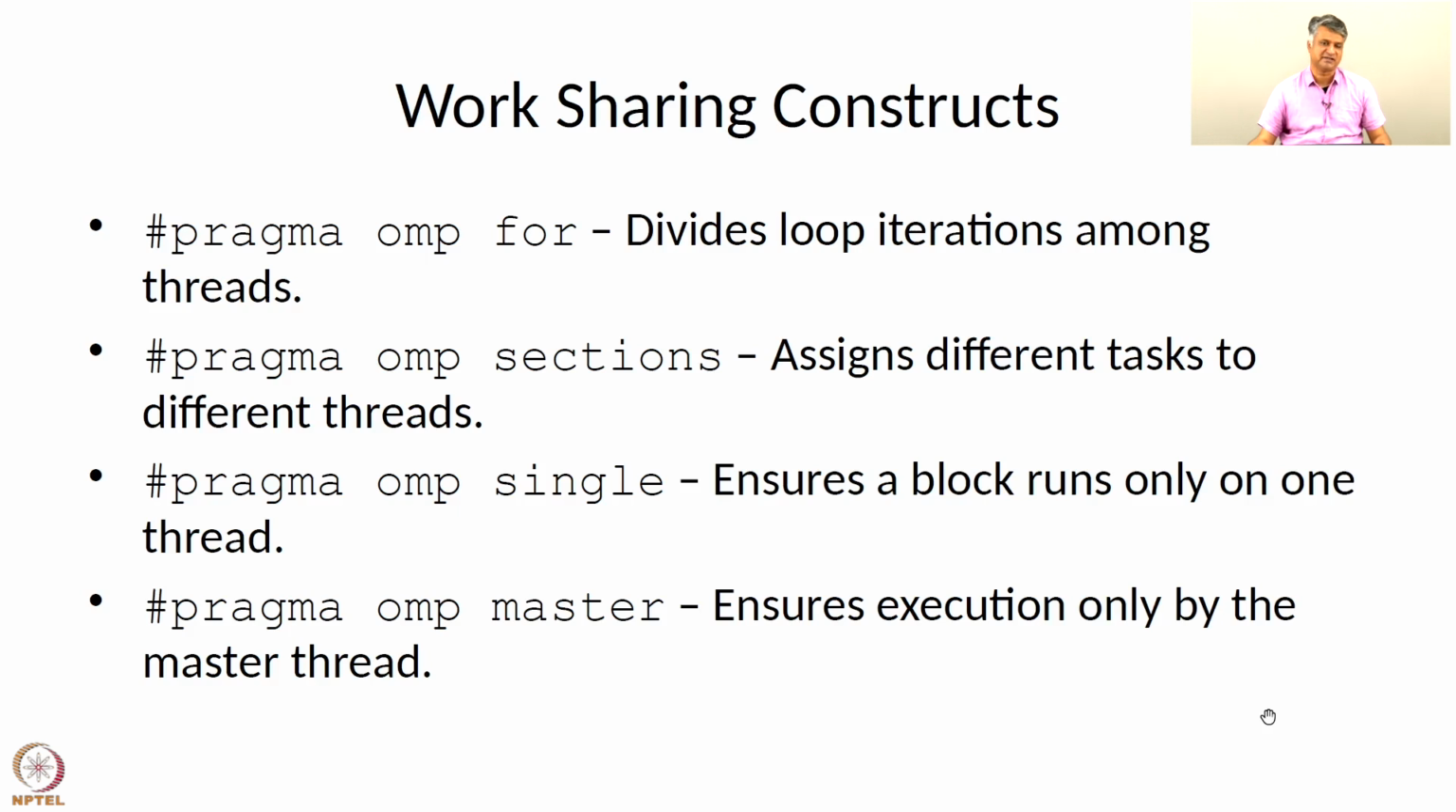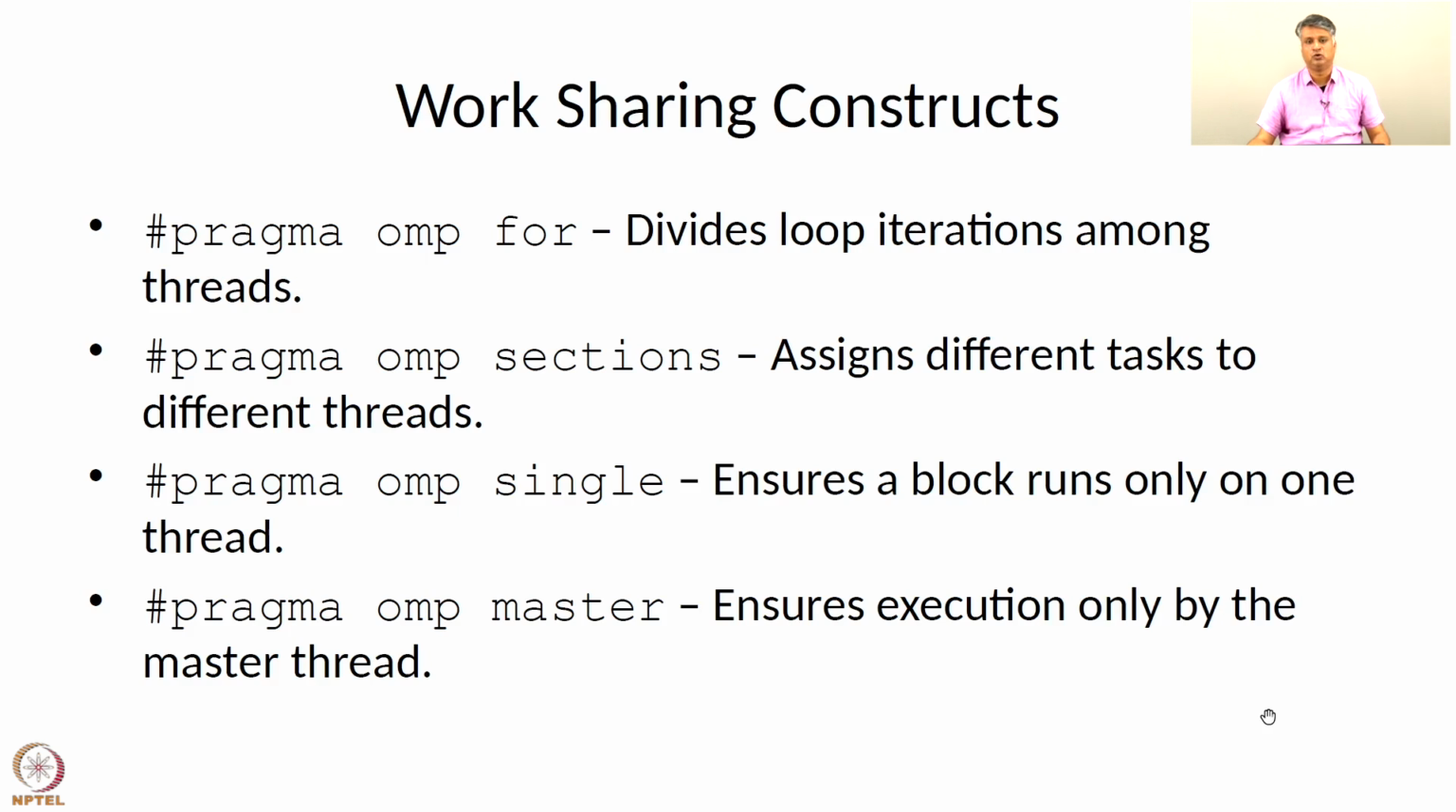The omp sections, as we talked earlier, assigns different tasks to different threads. So for example, in one section, you can call a function to generate a random number. In the other section, you can call a function to calculate the value of pi. In the third section, you can calculate a factorial, and so on and so forth. The task is immaterial. You can assign different tasks to different threads.